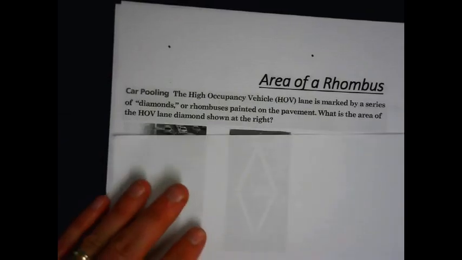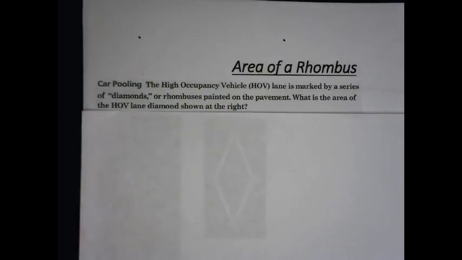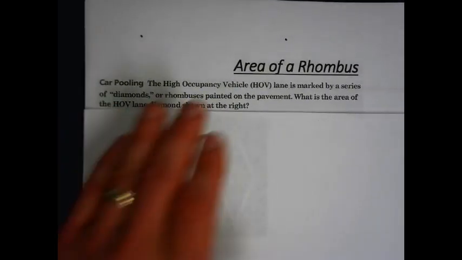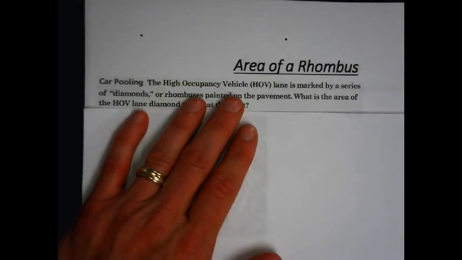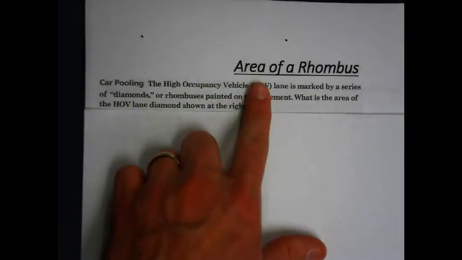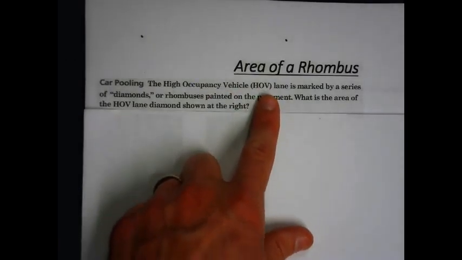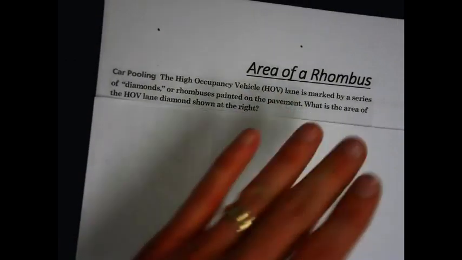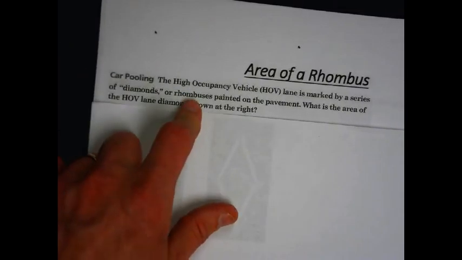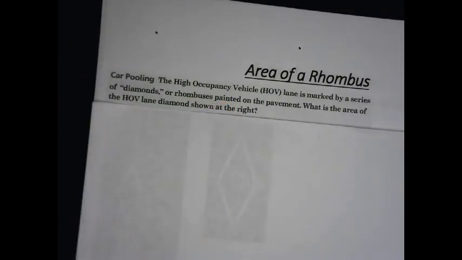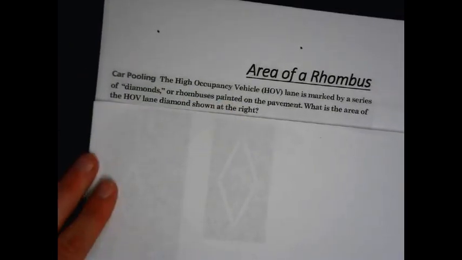Here's a real life example. The high occupancy vehicle lane, that's what the HOV stands for if you ever see that on the road, high occupancy vehicle, which means you have more than one person in the car, is marked by a series of diamonds or rhombuses painted on the pavement. What's the area of the HOV lane diamond shown in the picture?